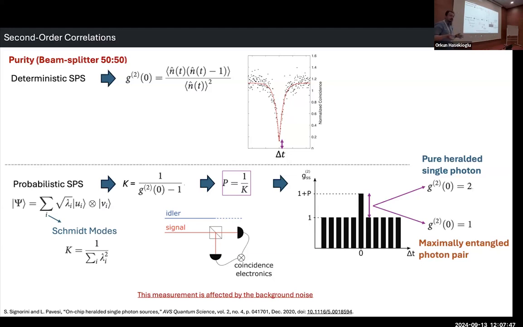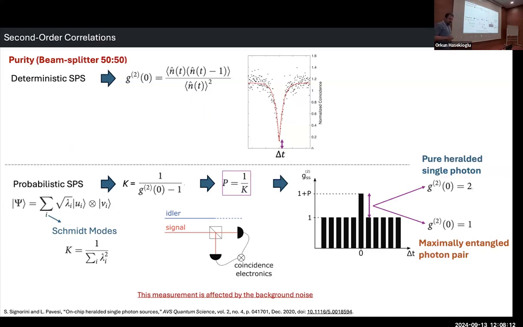But the visibility of this G2 is not that good, okay? Sometimes it's good, sometimes it's bad. You need to improve that. For example, what you can do is use narrower bandpass filters, polarization filters, and couple it to a single mode fiber to clear all the other spatial modes from your system.